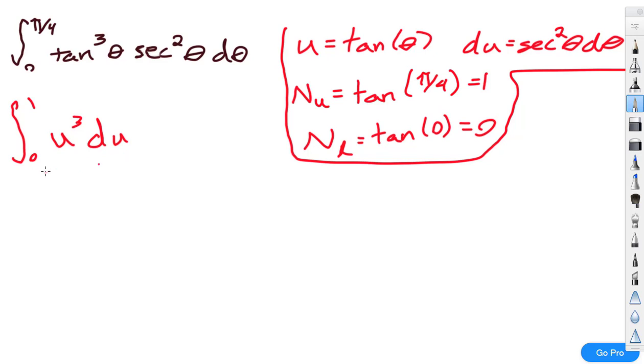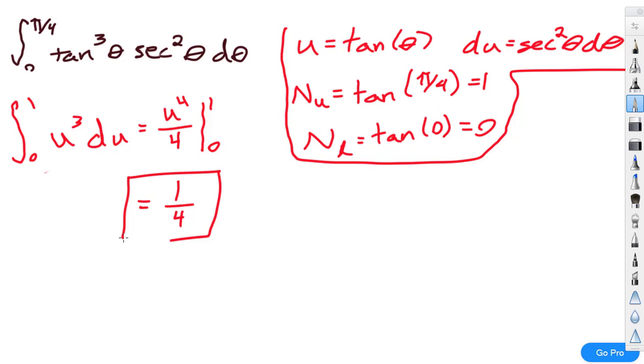Now look how much instantly nicer this looks than this one. So that is going to be u to the fourth divided by 4, and I need to evaluate that from 0 to 1. So what that is going to be is 1/4. Wasn't that nice? When I first looked at this, I was like, oh my goodness. But no, it's actually not so bad.